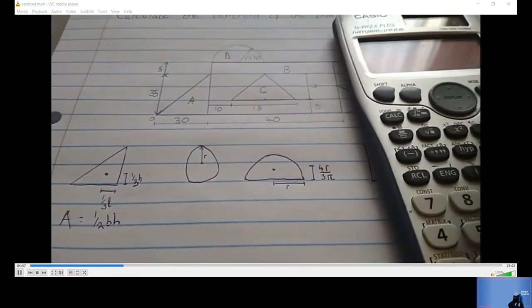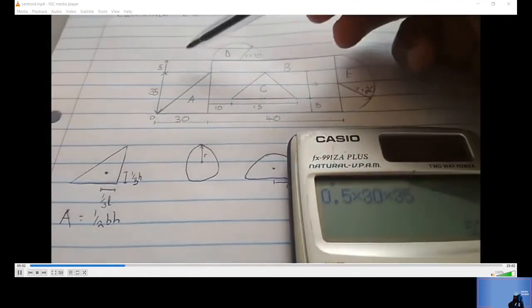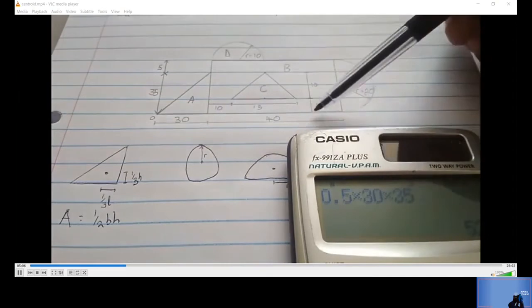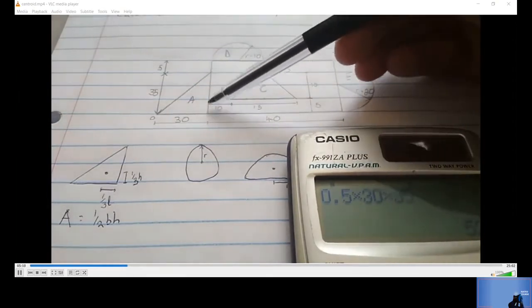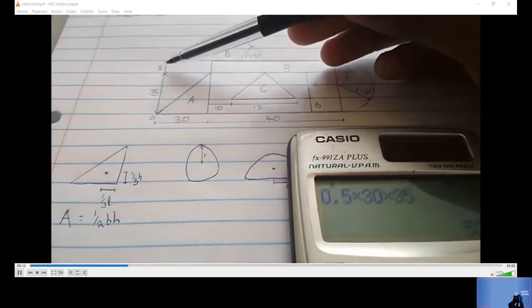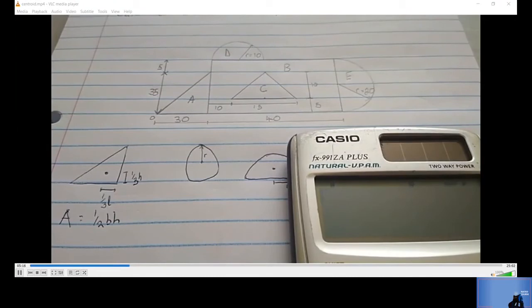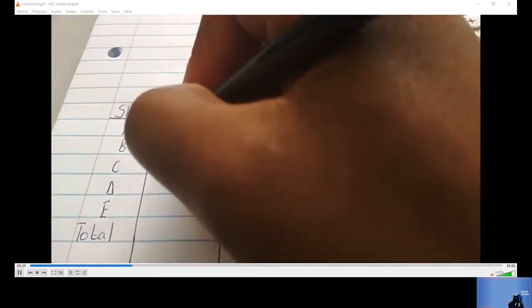The next shape is B. B is this entire rectangle, which is 40 times the distance of 40 again, which is 35 plus 5, it gives us 40. We put that in our calculator. We get an area of 1,600. Take that and put it there.